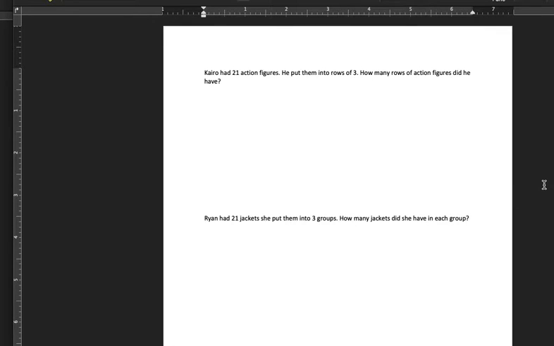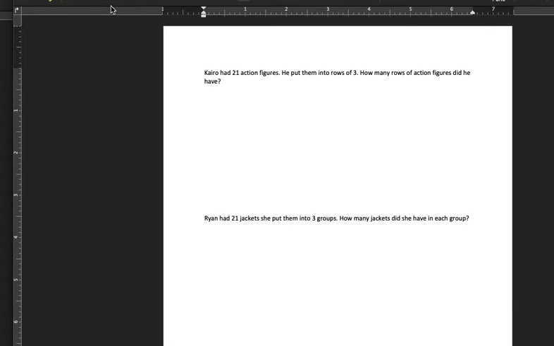So in the story, the first one, it says Cairo has 21 action figures. He put them into rows of 3. How many rows of action figures did he have? First read. What is this story about? Think about it, pause the video, and then resume.